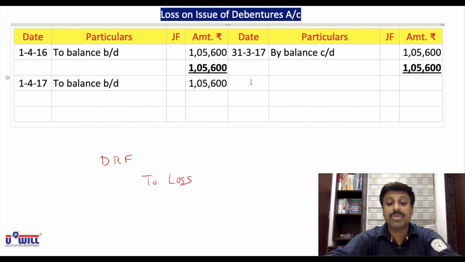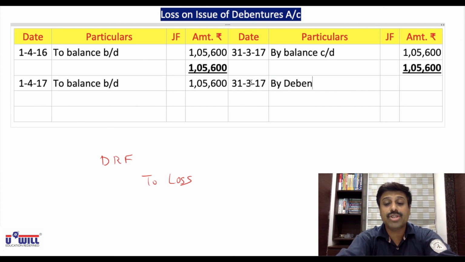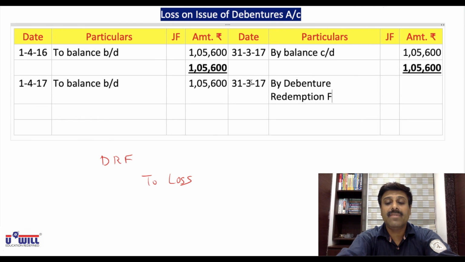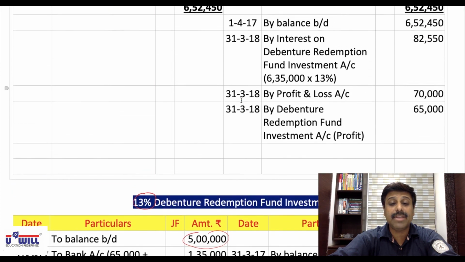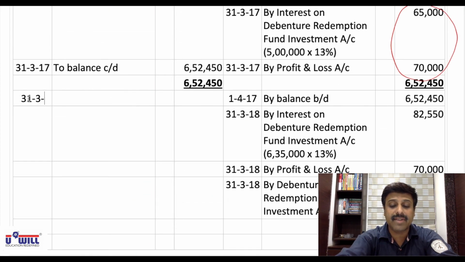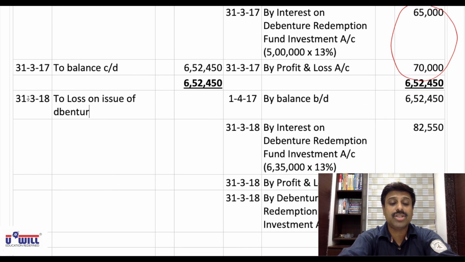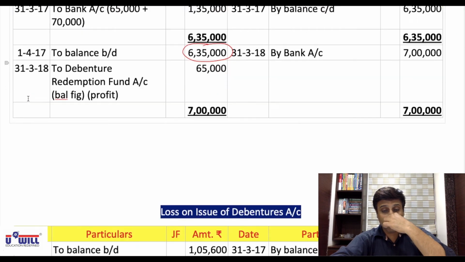So to loss on issue means loss on issue on credit side by debenture redemption fund account will write off the loss of 1,05,600, and opposite side in debenture redemption fund account debit side to loss on issue of debentures account 1,05,600. I repeat, when do we have to do this?